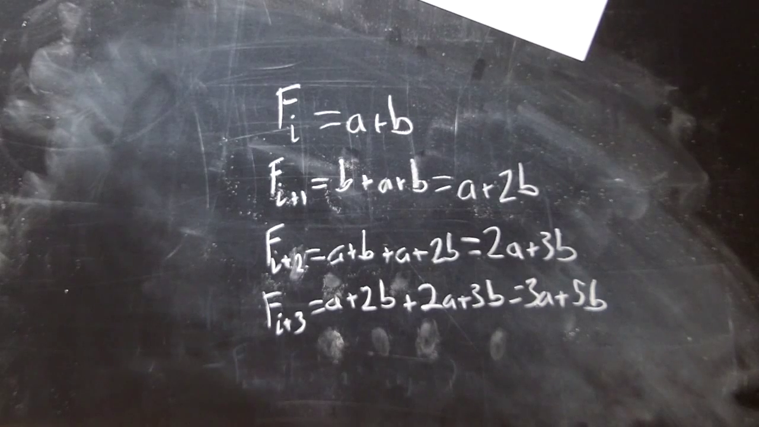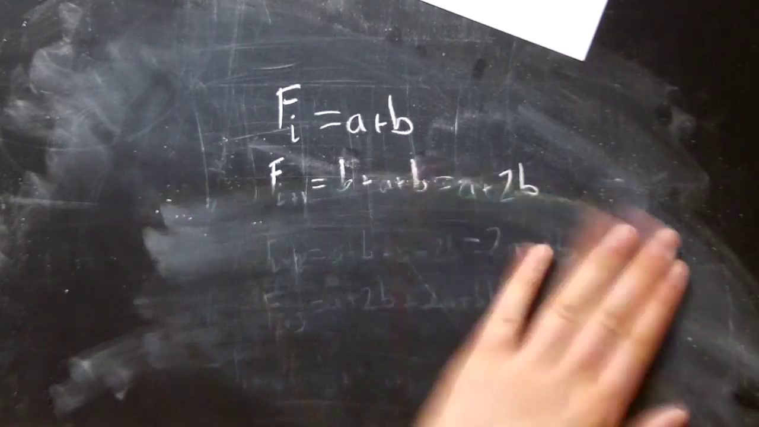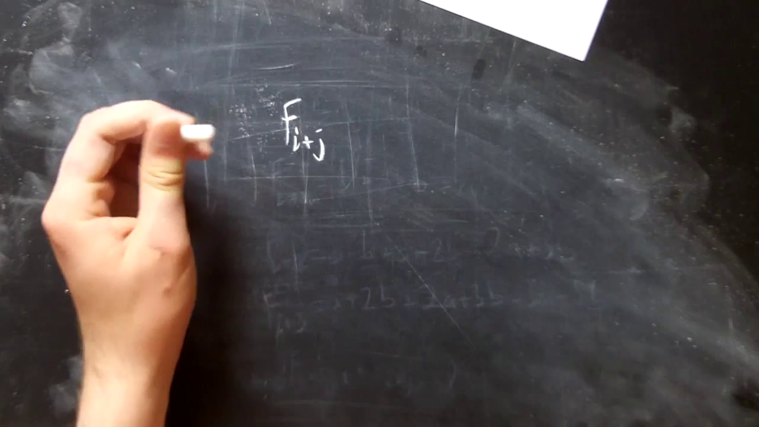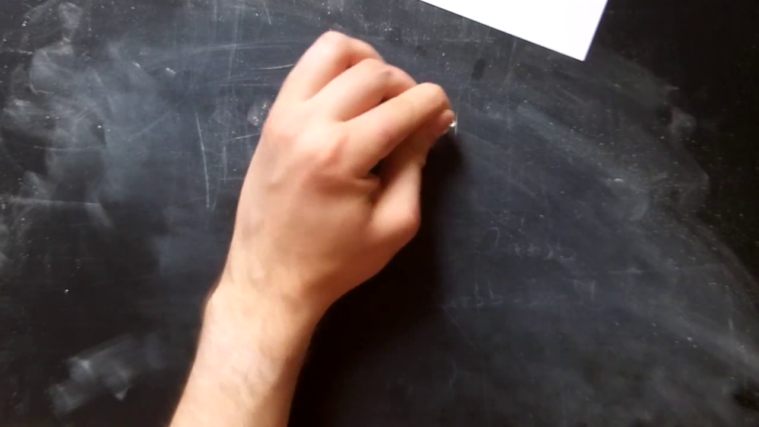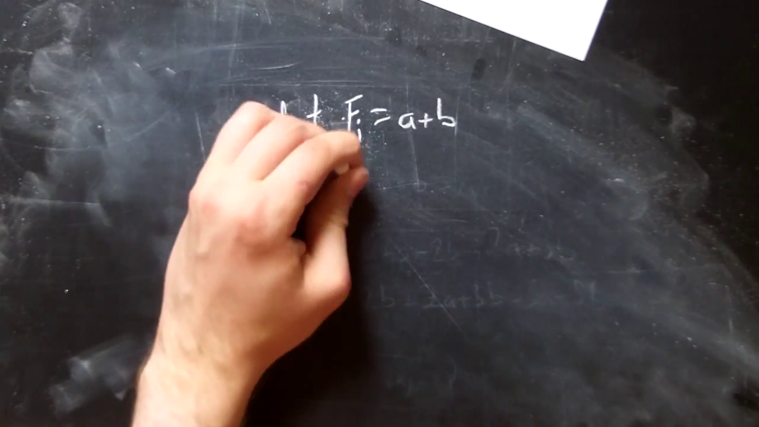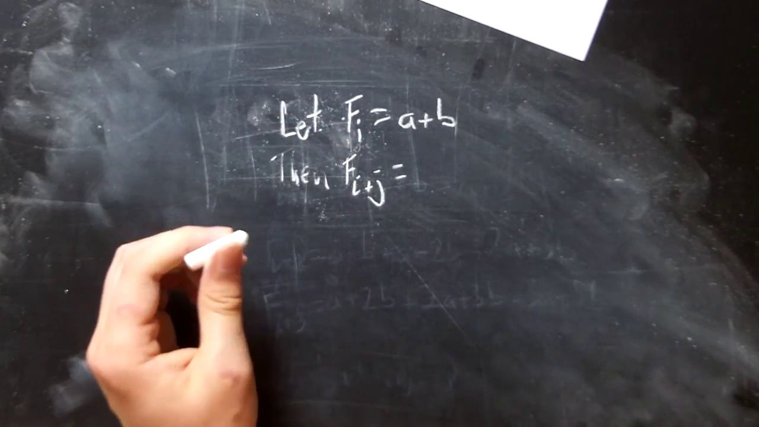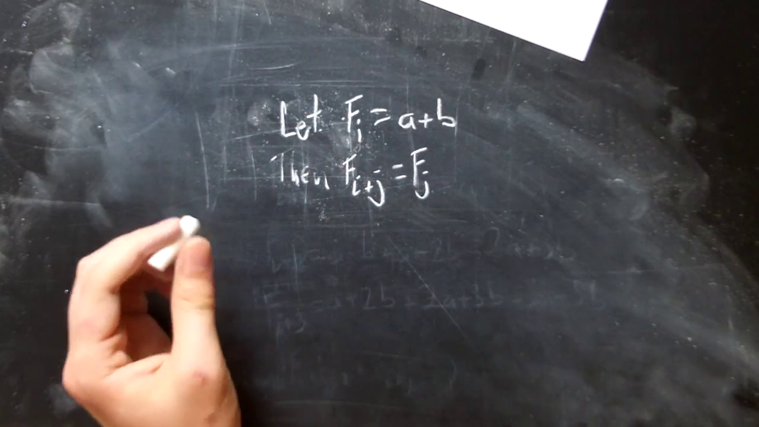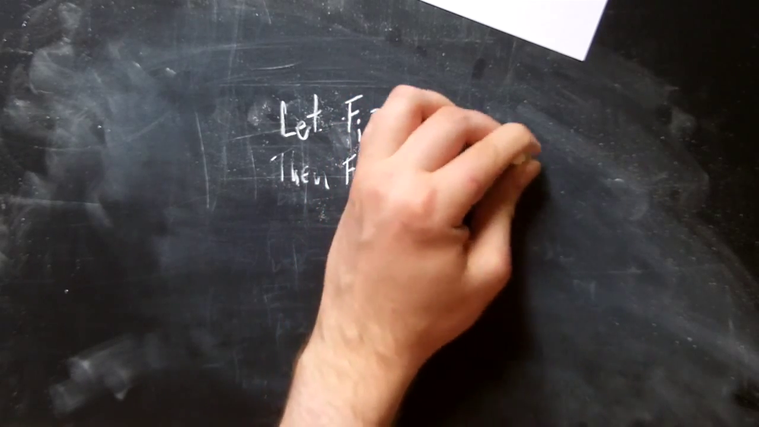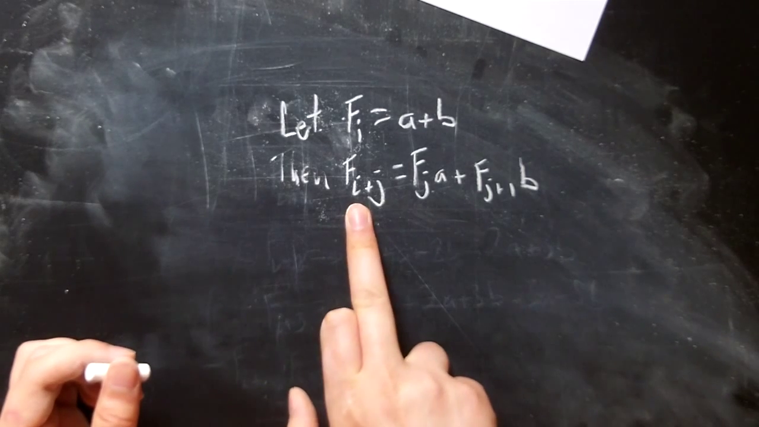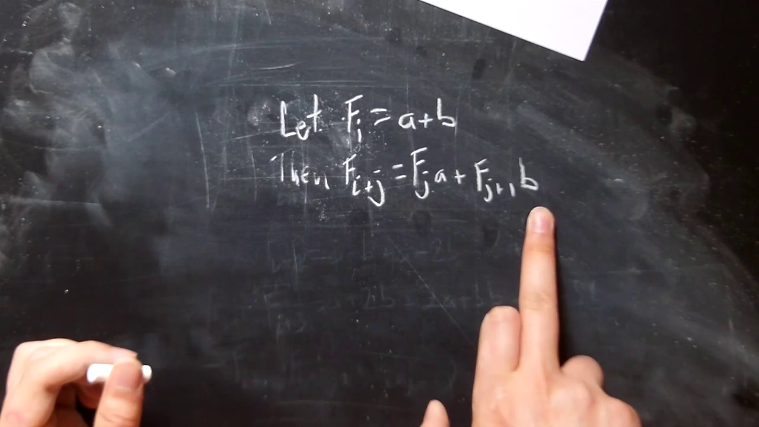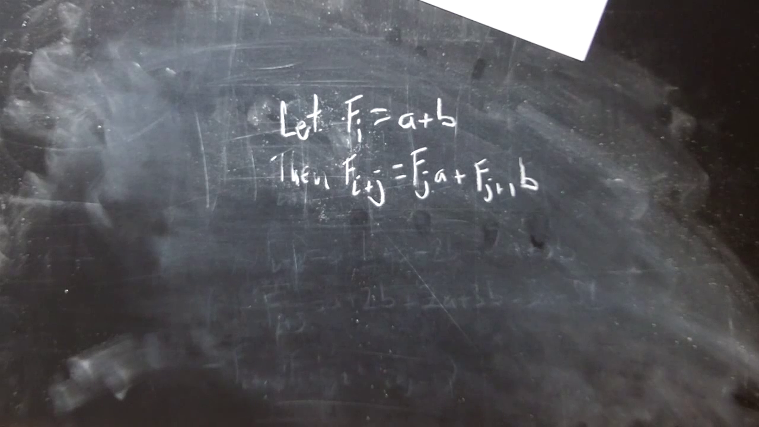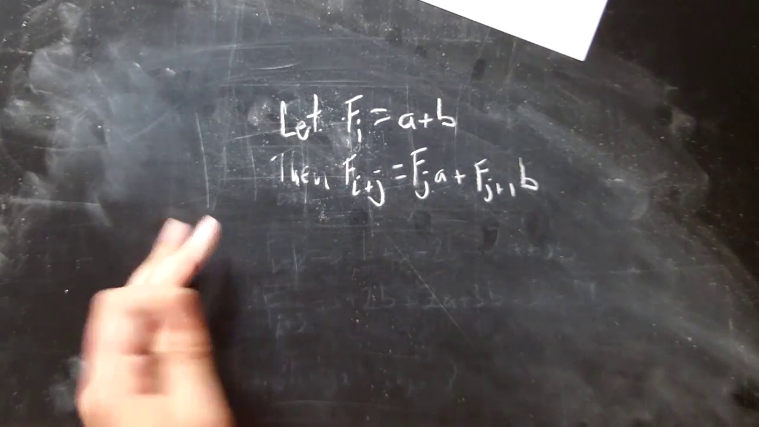So let's do yet another proof by induction to prove that that's the case. So F_(i+j), let F_i equal a plus b. Then F_(i+j) is F_j a plus F_(j+1) b. Is that right? So if j is 0, then this is F_i. So it's F_0 a plus F_1 b. Did I say that F_0 was 1 before? I feel like I did. Yeah. Okay, if you're watching this and I previously had F_0 as 0 before, I was wrong then. You can decide. Anyway, it's all plus or minus ones anyway.